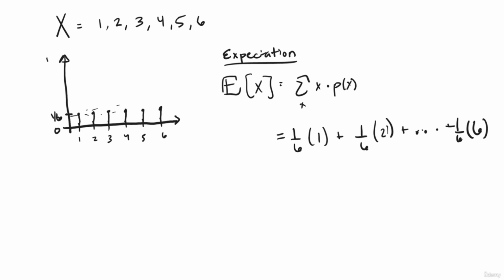And if you do this math and you sum it all up, I won't do it here because it'll take extra time, you'll get a number that is 3.5. And this is the average. This is the expected outcome. If you run this experiment an infinite number of times and then take the average of all those outcomes, you'd get 3.5. And so let's talk about the variance.